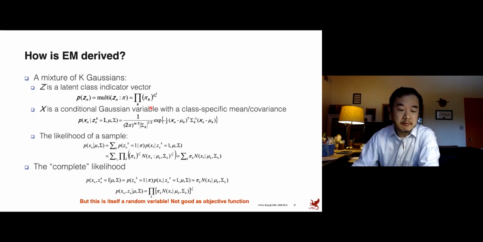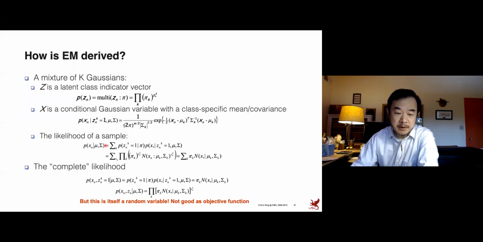Okay, so we start from here. We've seen Gaussian mixture models already three times, and at the end of the day, we conclude that the likelihood of a sample in here is not a good target to optimize, right? Because the gradient is complex and so on and so forth.